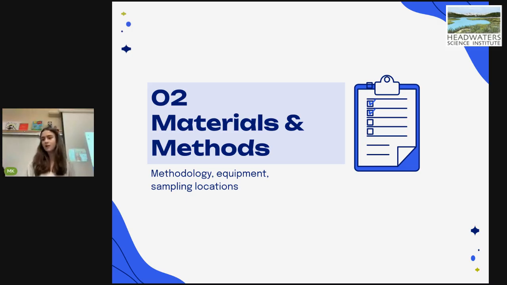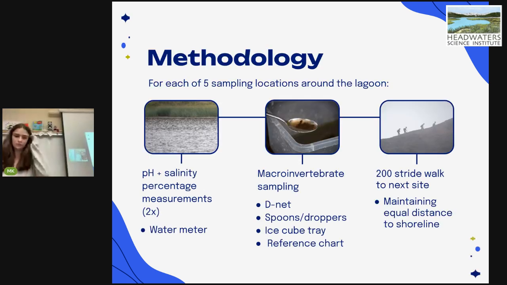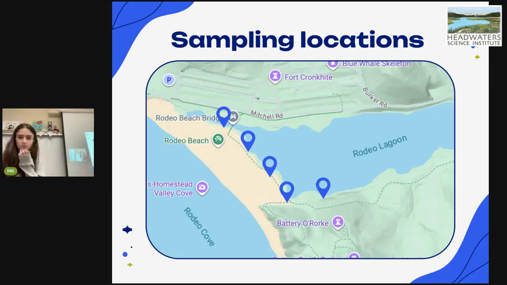The macroinvertebrates were then sorted into an ice cube tray using spoons and droppers, and then we identified them using the bug chart. And the bug score was taken 2 times for each location. Okay, and then here's a visual representation of where all of our locations were.